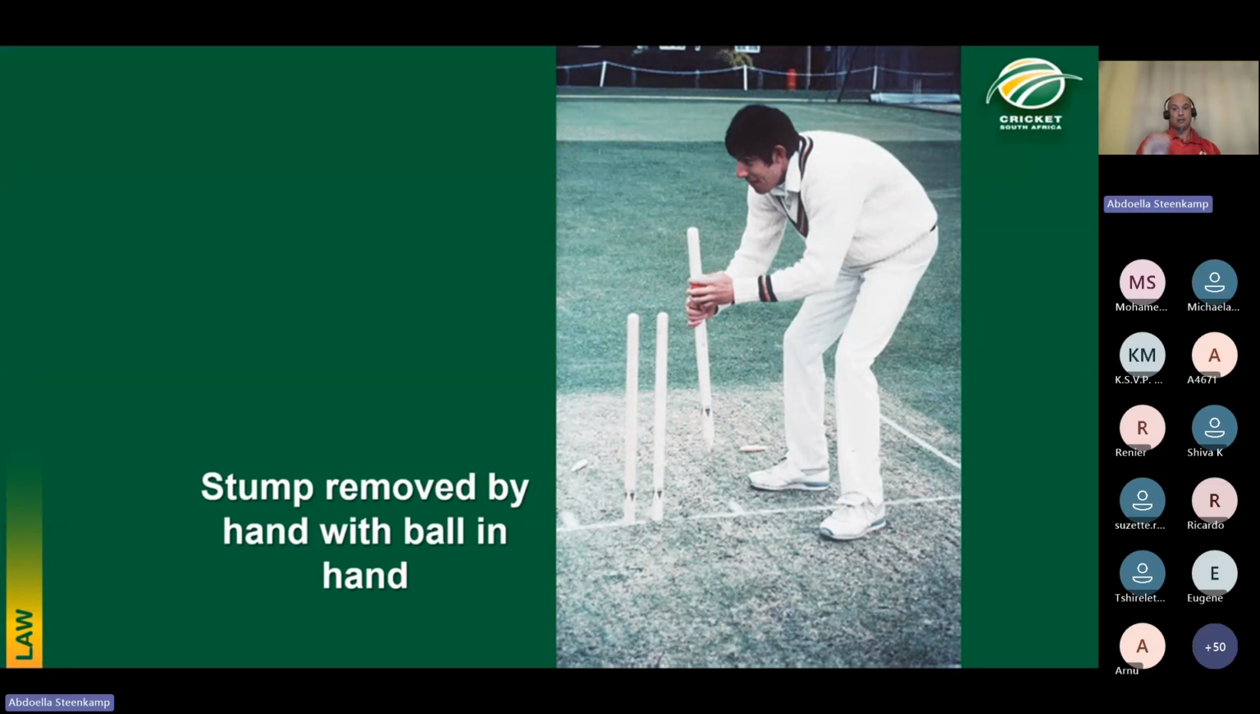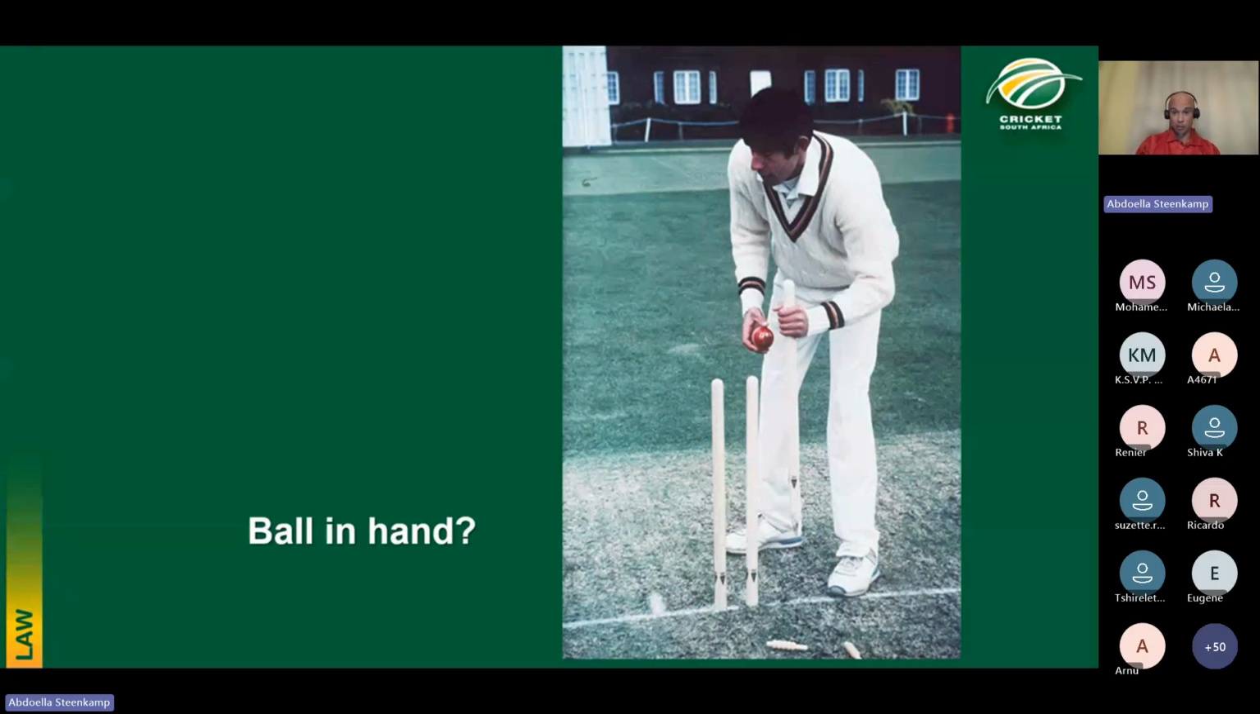Firstly, this is one of the ways. Pick the stump, remove it, with the ball in hand. You need to do it together, everything together, not like the following. This is the incorrect way of putting the wicket down. I've done this many times in my club cricket playing days many years ago. This is not the correct way of putting the wicket down. You cannot have the ball in one hand and the stump in the other hand.